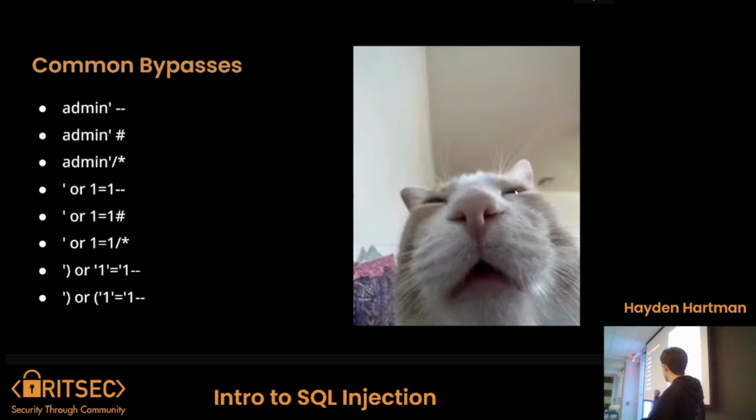These are some common bypasses. Depending on what version of SQL is running, commenting might be different. So the first top ones are just different kinds of comments. The rest of them are, again, the same thing, using 1 = 1, different versions of SQL.